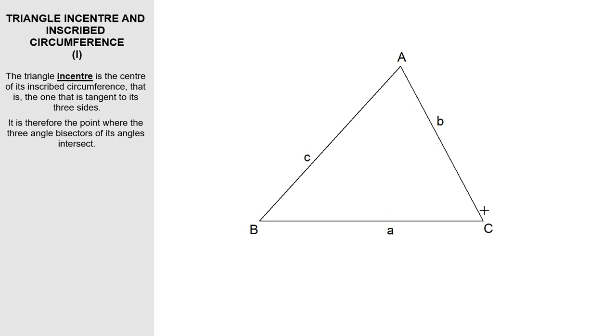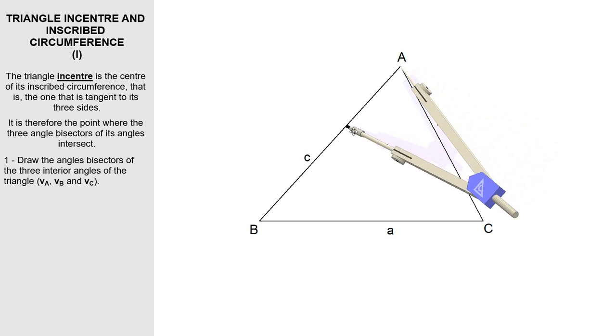If we find the three angle bisectors of the three angles of the triangle, the point where they meet is the triangle incenter, and the circumference whose center is that point and is tangent to the three sides of the triangle is its inscribed circumference. So first of all, we have to draw the angle bisectors of every angle of the triangle.